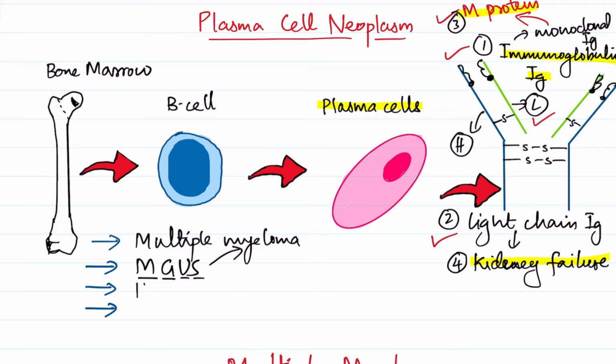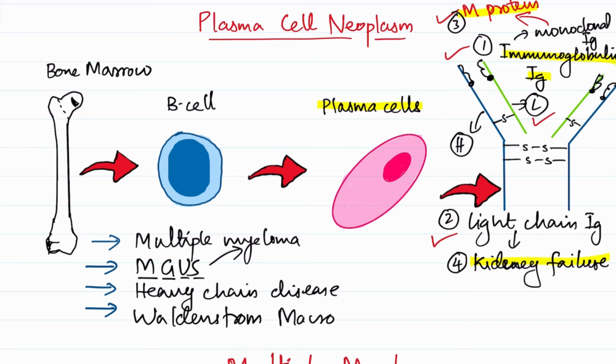And then we have the heavy chain disease. The heavy chain disease, as the name suggests, is a group of disorders involving excessive production of heavy chains. And then we have the Waldenstrom macroglobulinemia. Here there is excess secretion of IgM into the blood. So defective IgM secretion is seen. So that's just a few examples.